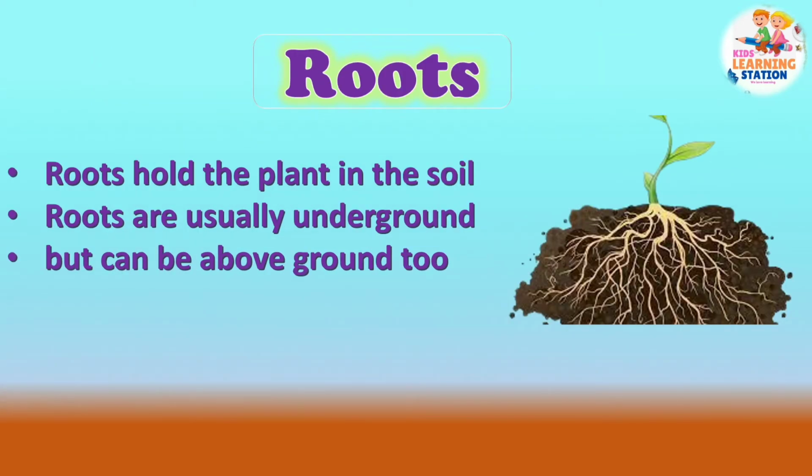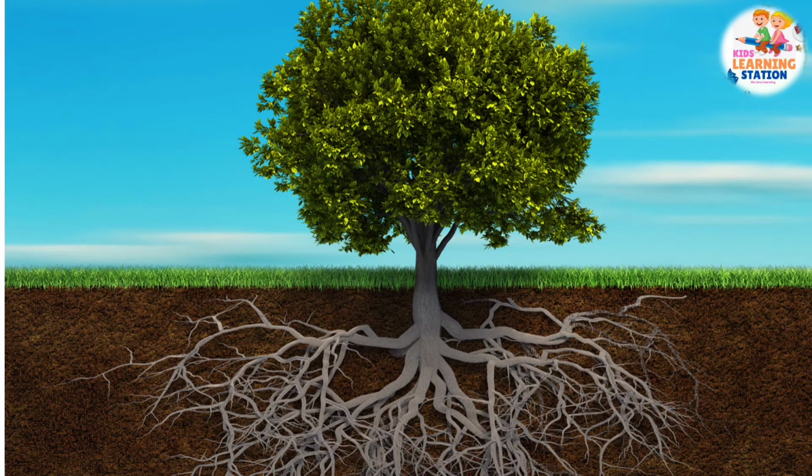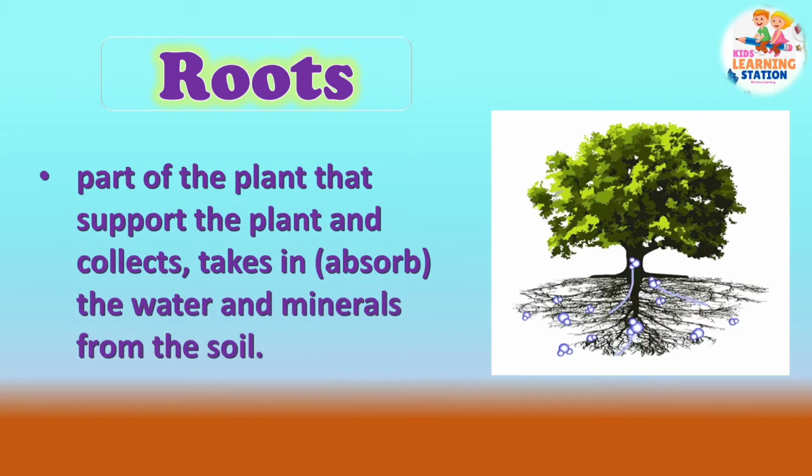Roots. Root holds the plant in the soil. Roots are usually underground, but can be above ground too. You can see this tree has a giant root system. Function: the part of a plant that supports the plant and collects the water and minerals from the soil.